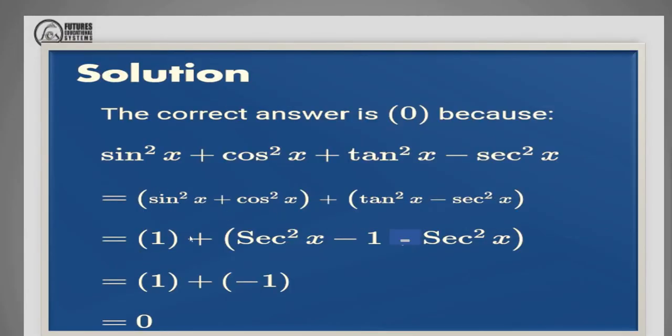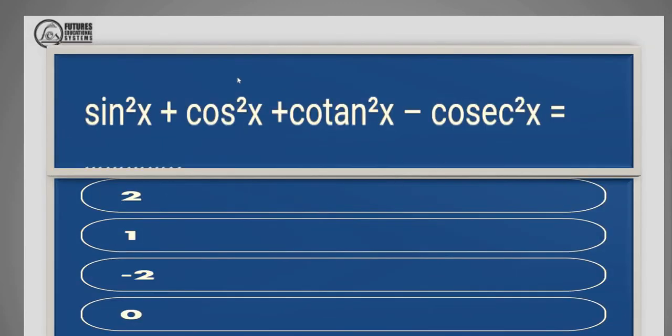Sine power 2 theta plus cosine power 2 theta equals 1. Tan power 2 theta minus sec power 2 theta equals negative 1. 1 minus 1 gives 0.